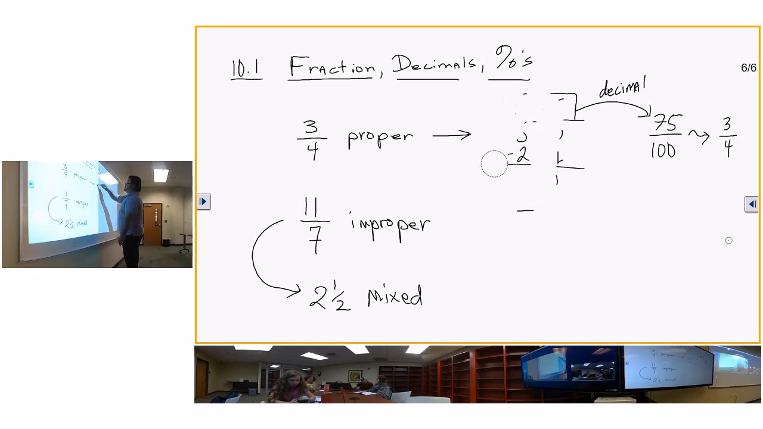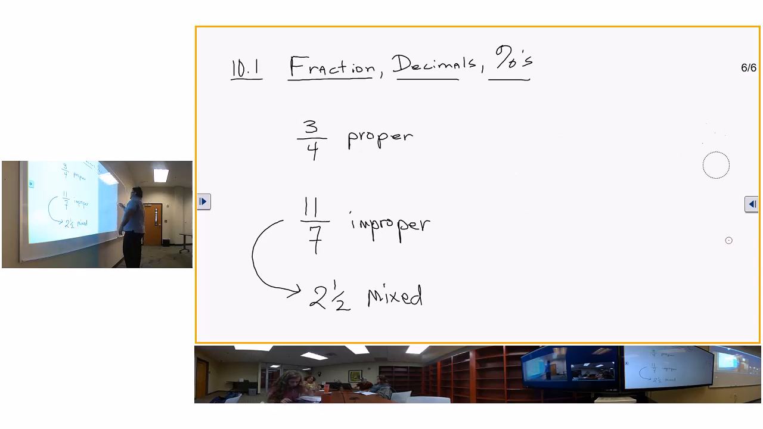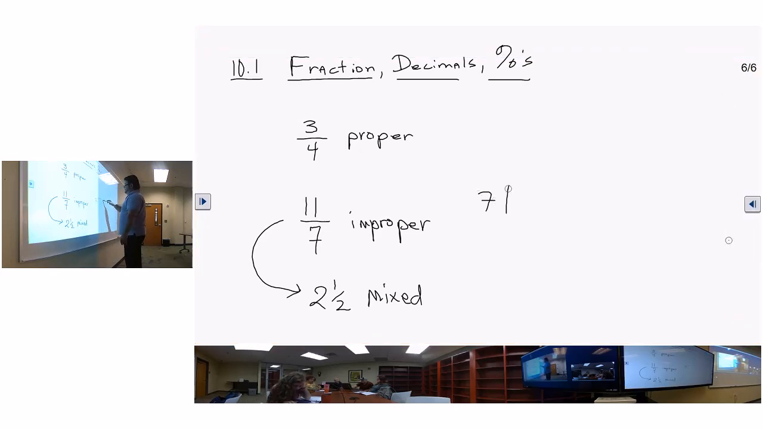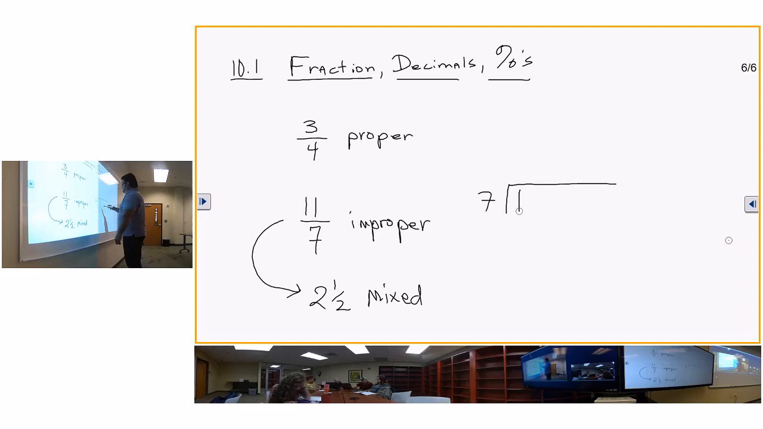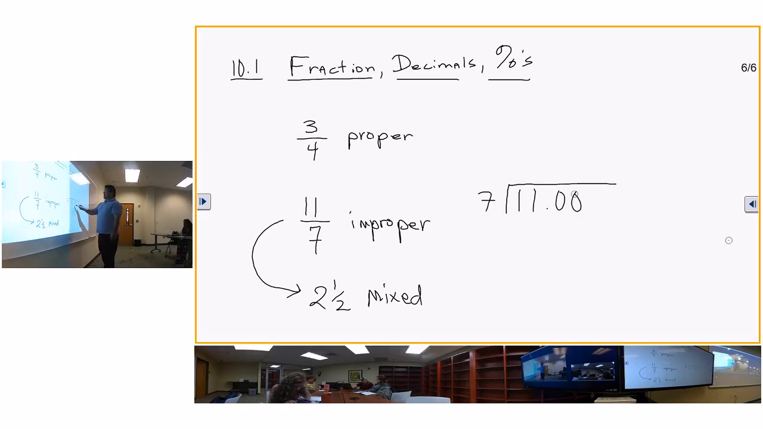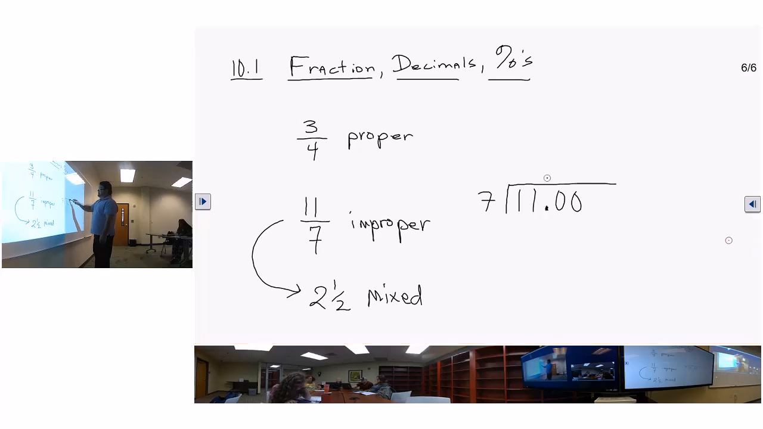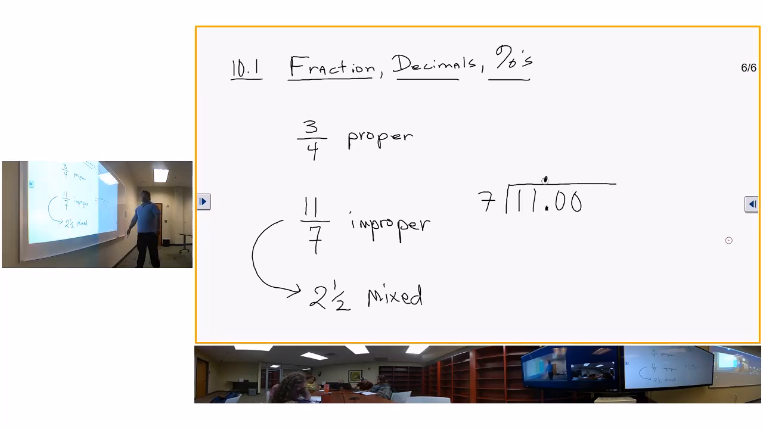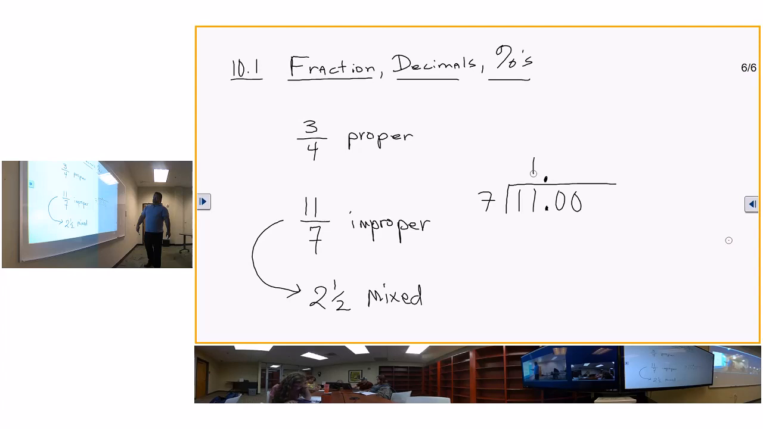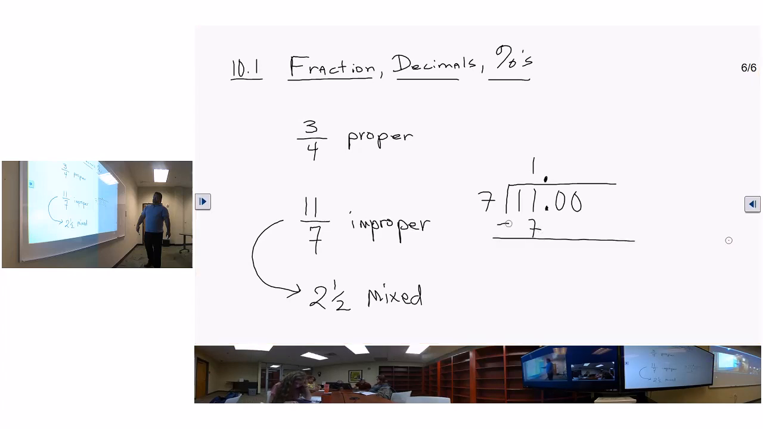You're going to change that to 7 into what? 11. And I'm gonna put a couple of zeros there in a decimal because I know I got to have a remainder because I know 7 won't go into 11 evenly. But 7 will go into 11 how many times? One time. 1 times 7 is 7. 11 minus 7 is 4. Bring the 0 down to help out.